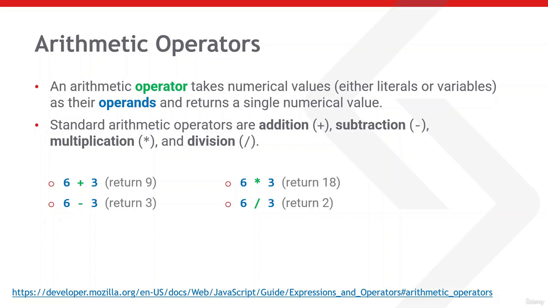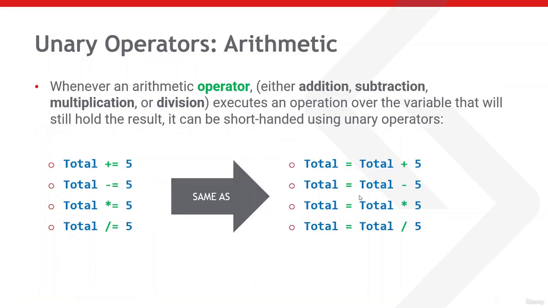As for arithmetic operators, we have many different characters that we can use for doing some math inside JavaScript. For addition, we can use the plus character. For subtraction, we can use the minus character. For multiplication, we can use the asterisk character. And for division, we can use the forward slash character. That will allow us to execute many different math equations inside JavaScript.